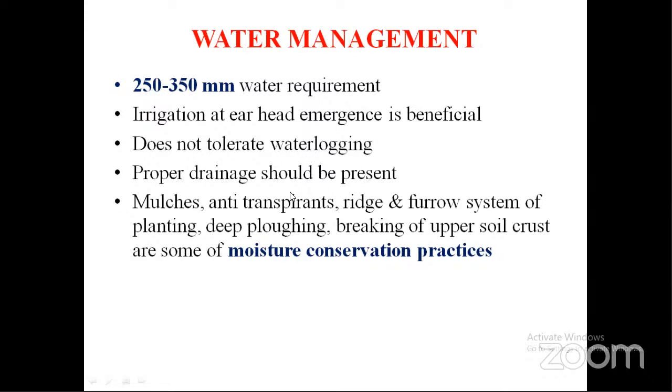Even if heavy rainfall happens, we should take care of that water through drainage. That water should be sent out, otherwise the yield will be reduced. Some moisture conservation practices are needed, because bajra is generally grown in dry and warm areas. Mulches, with vegetative material or plastic or polythene mulches, help in moisture conservation.